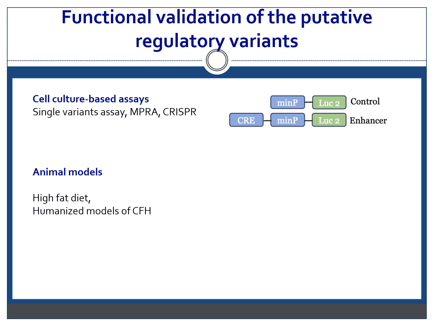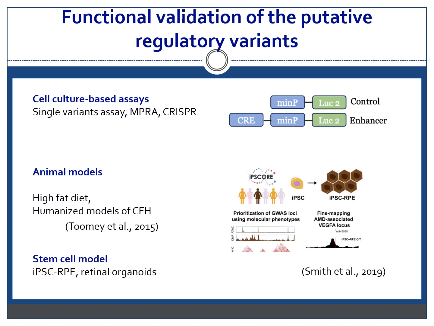Secondly, animal models can be used, although AMD is a macular degenerative disease and the mouse does not have a macula. However, certain endophenotypes of the disease can be very well mimicked. For example, an animal model can be put on a high-fat diet, or you can build a humanized model of CFH, and there are wonderful examples of these in the literature where they have been successfully used to find certain phenotypes of AMD. Finally, we can also use the stem cell model, which is going to be very popular in coming years. There have already been several studies where they have used iPSC-RPE and retinal organoids.